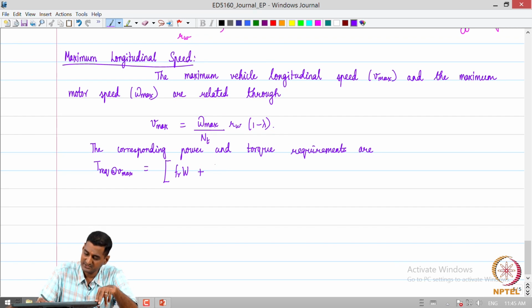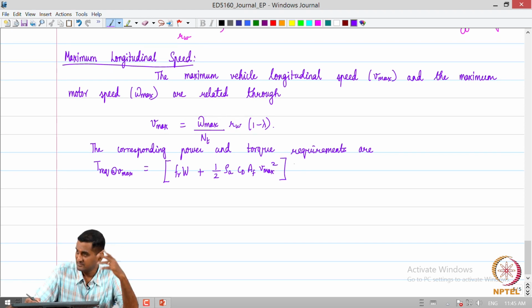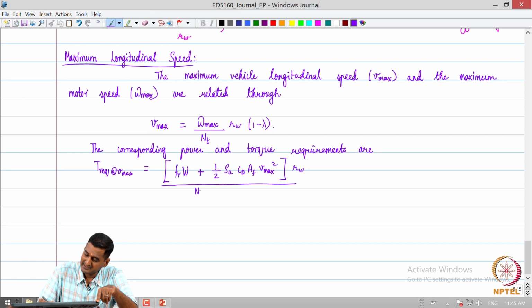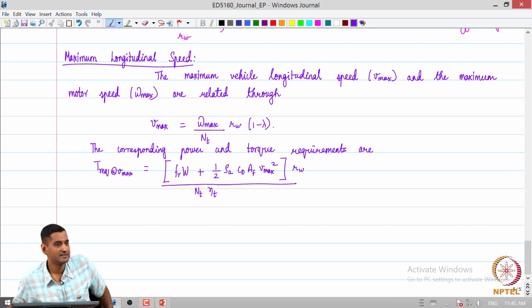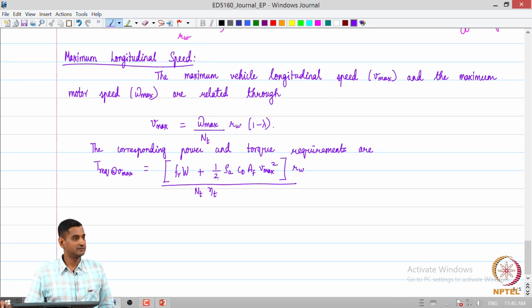drag. So, that is going to be half rho A CD AF V max squared. This will be the force or the load that the vehicle powertrain should overcome. Multiplied by the wheel radius, it will be the torque at the wheels. Then we divide by the transmission ratio and the transmission efficiency. So, this will tell us the corresponding motor torque required. How did we get this?